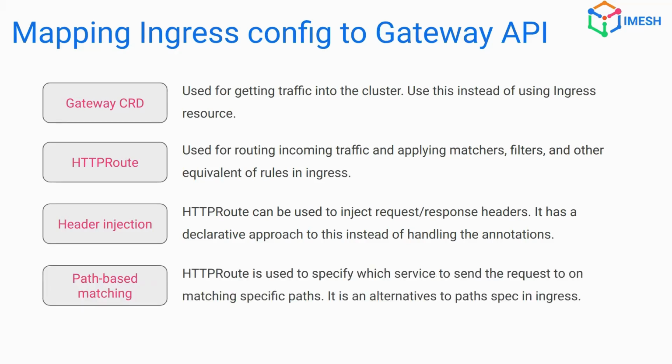Similarly, we also have path-based matching, which is one of the most essential things in routing the traffic, and it is supported by Ingress. The path spec is already there in Ingress, but we'll be using HTTPRoute to route the traffic. There is also an equivalent path specification here, but it is much more declarative. It allows you to do a lot of things with it. So we'll be seeing that in the demo itself.